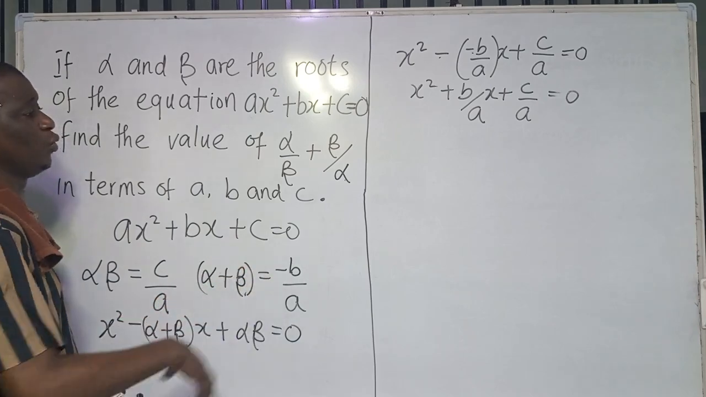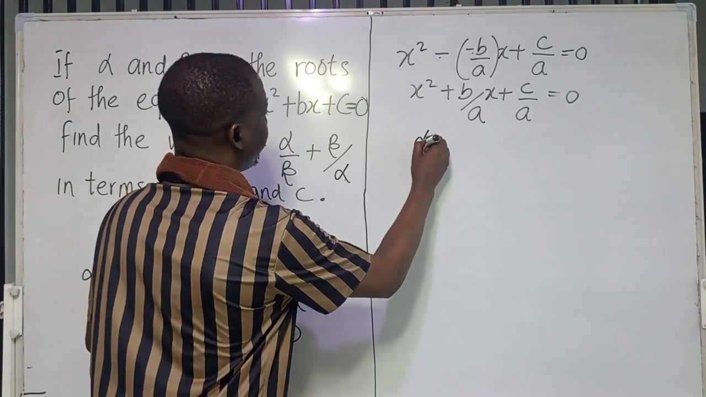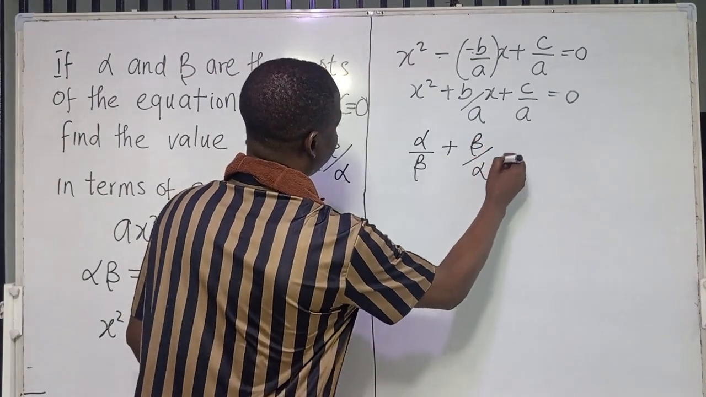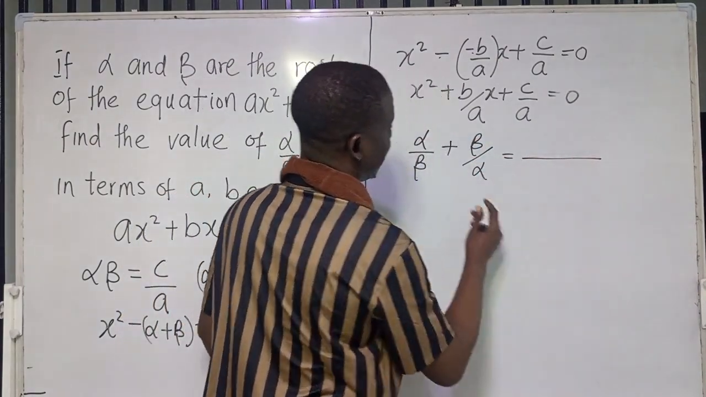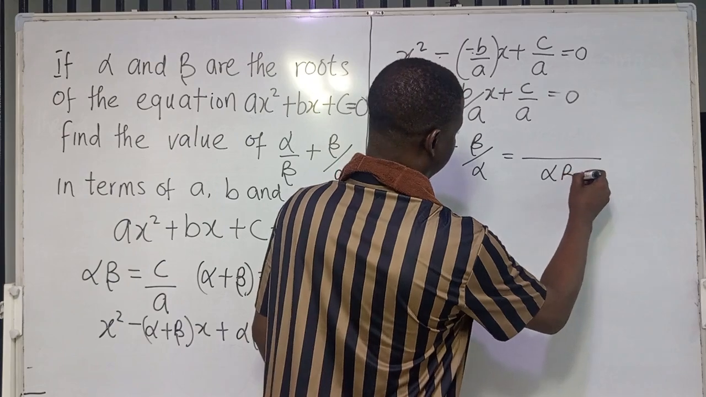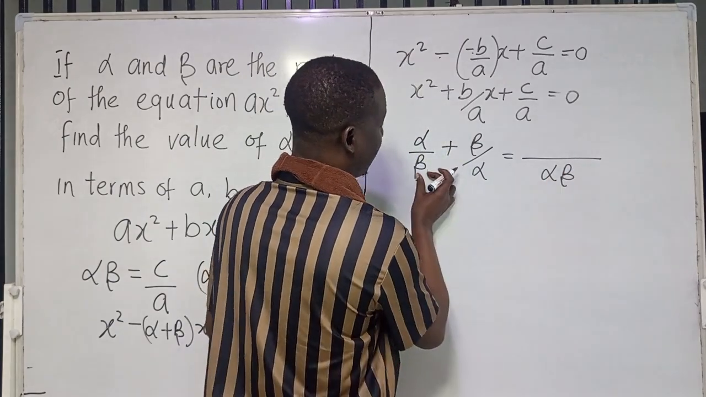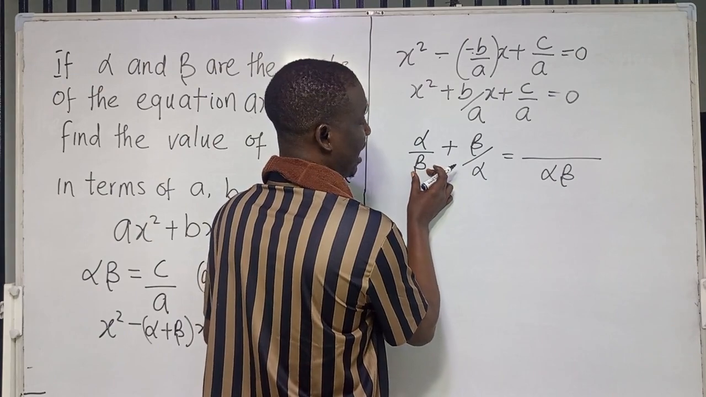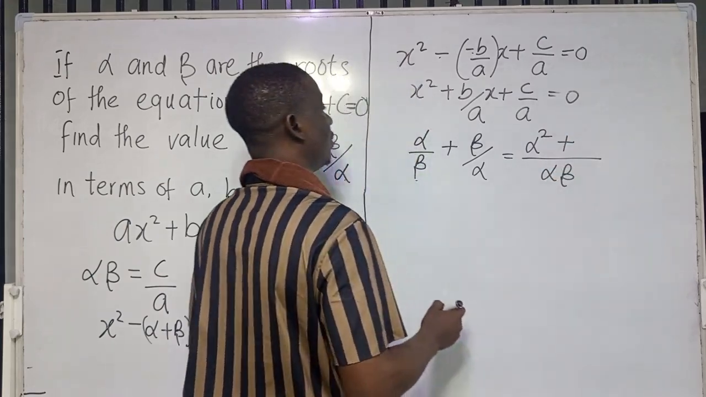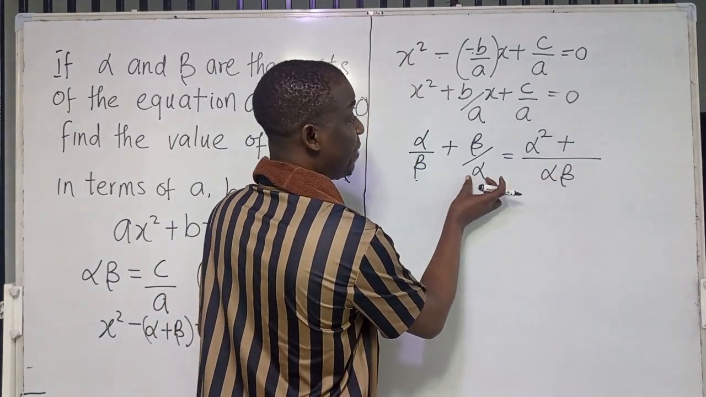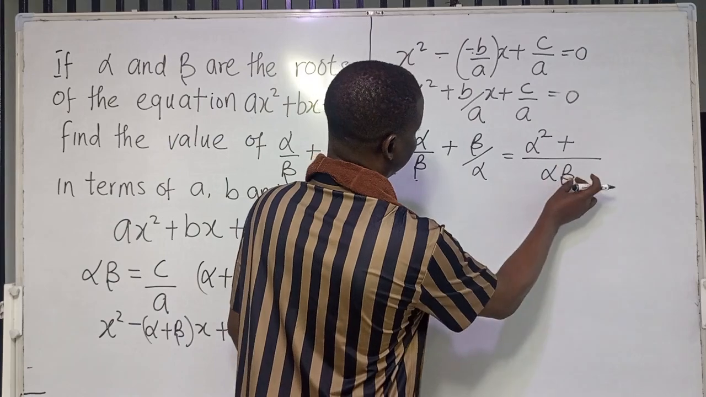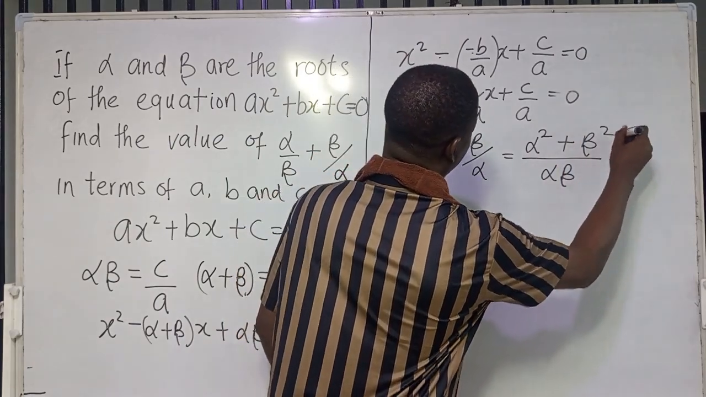Now, the next thing is to look at this one: alpha over beta plus beta over alpha. What do we do? Let's look for the LCM of this. The LCM is alpha beta. Alpha beta divided by beta will give us alpha, and alpha times alpha will give us alpha squared, plus alpha beta divided by alpha will give us beta, and beta times beta is beta squared.